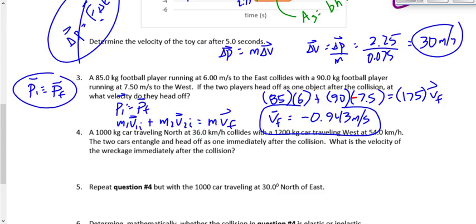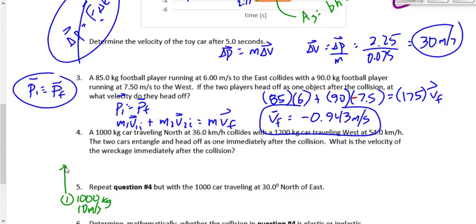Let's draw the picture here. We got car number 1. It's 1,000 kilograms, traveling to the north at 36 kilometers per hour. In conservation of momentum, we don't actually have to convert to meters per second because units cancel. But we usually do, just as a matter of habit. 36 kilometers per hour works out to be 10 meters per second. So 1,000 kilograms, 10 meters per second to the north.